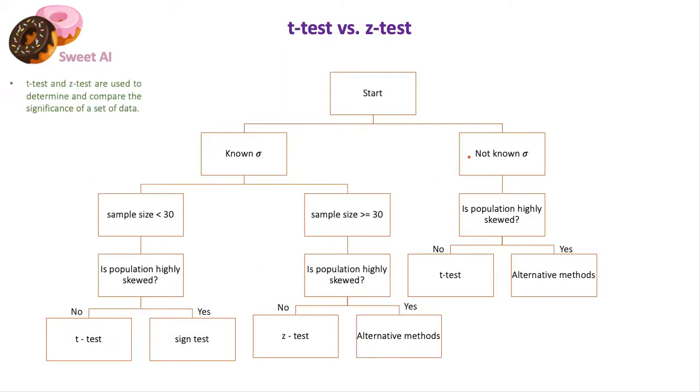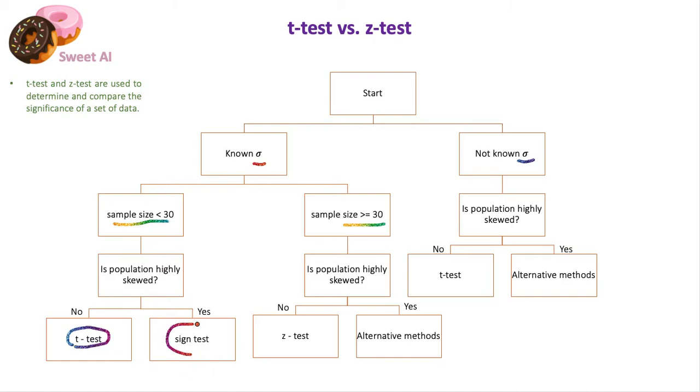Here you can see the t-test and z-test are used to determine and compare the significance of data sets. And if the standard deviation is known or not known, we go through different paths. If we know the standard deviation of the population, based on the sample size, if it is smaller than 30, and if the population is skewed or not skewed, a normal distribution, we are going to use t-test.